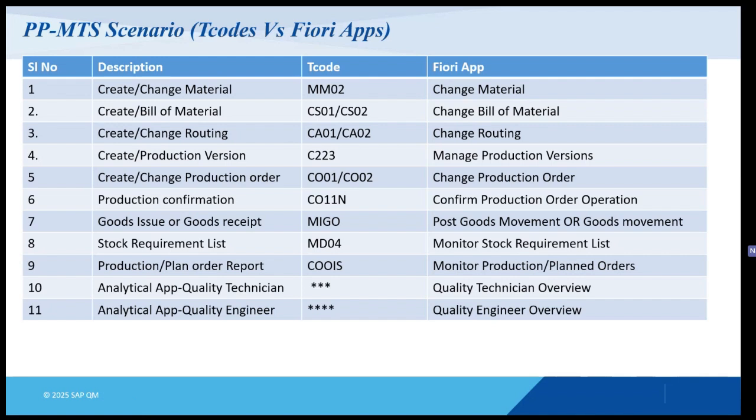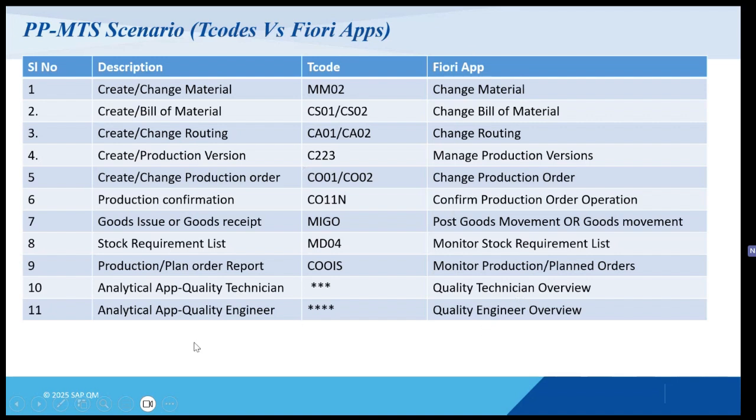and even if you don't know the Fiori apps, you can just type in the search bar and get the relevant apps. You can just add them to your homepage. Similarly, you can see all the other things: create and change routing, these are the transaction codes, and these are the managed production versions. So change routing, then production versions, then the production order. All these are the transaction codes basically used, and these are the Fiori apps.